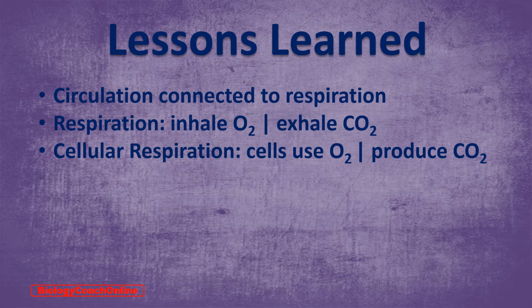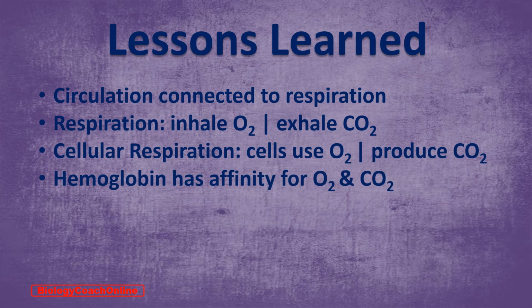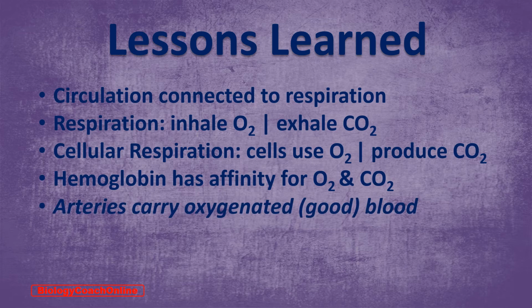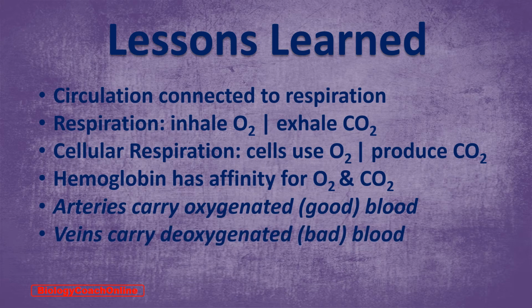Hemoglobin has an affinity for both oxygen and carbon dioxide. Remember that hemoglobin is the erythrocyte's tool for carrying oxygen and carbon dioxide. And finally, arteries carry oxygenated or good blood. We call that arterial circulation. And veins carry deoxygenated or bad blood. We call that venous circulation.